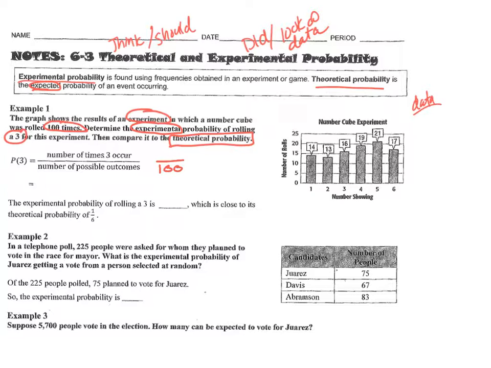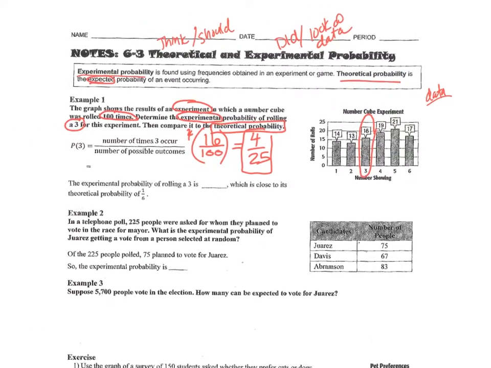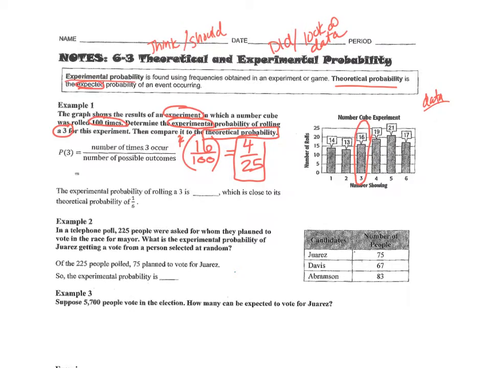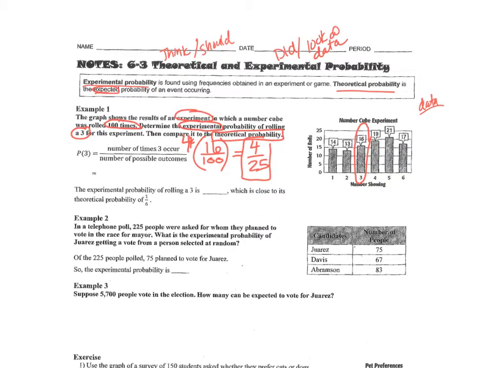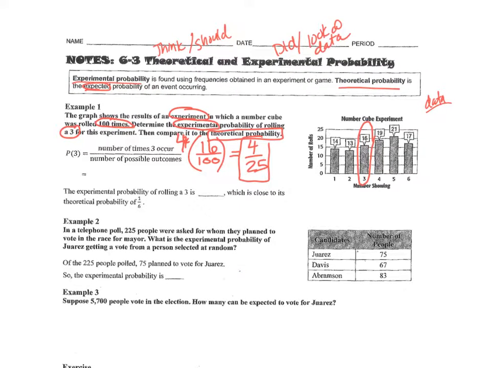So then in this case, we're looking at the number 3. When they rolled it 100 times, how many times did it land on 3? 16. So then can we reduce that? 4/25. Do you reduce it by 4? So 1/5. Wait, you can't? No, 4 can't go into 25 evenly. So 4 out of 25. That made me nervous. Okay, I know, that scared me too. So 4 over 25, that's your experimental.